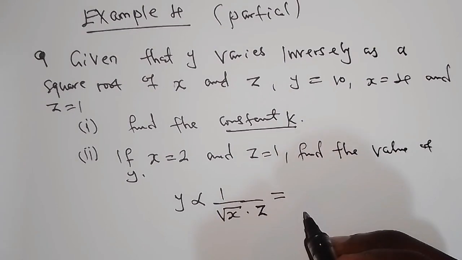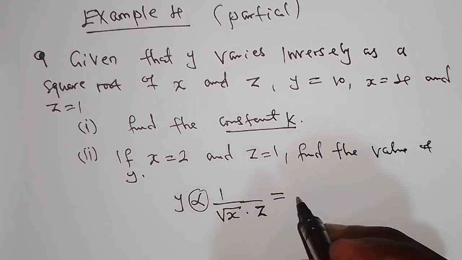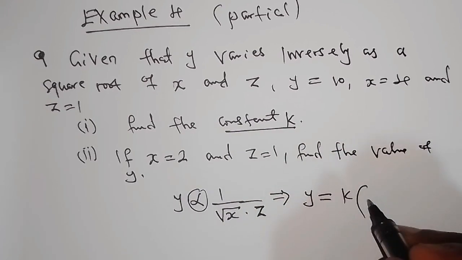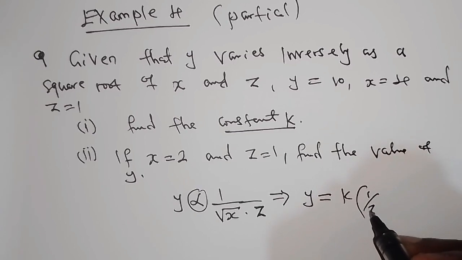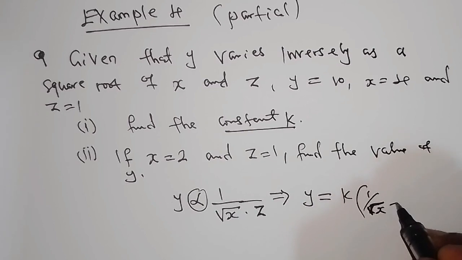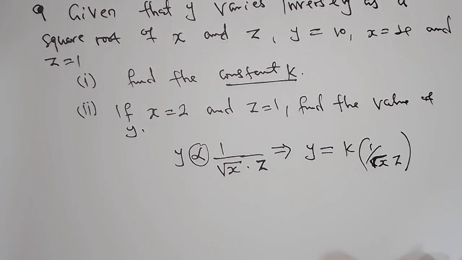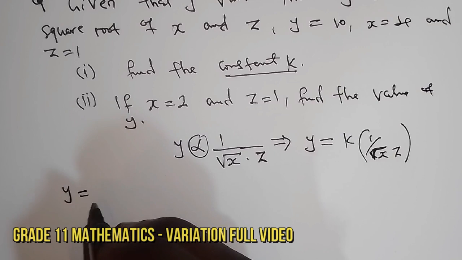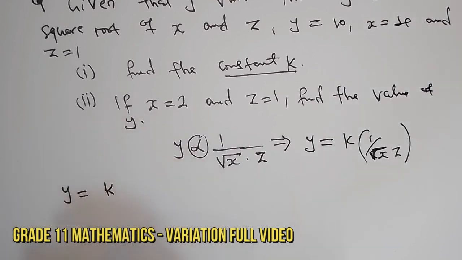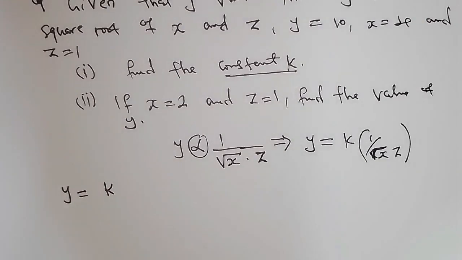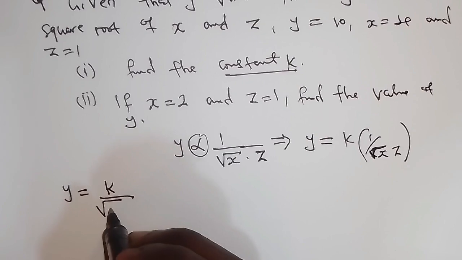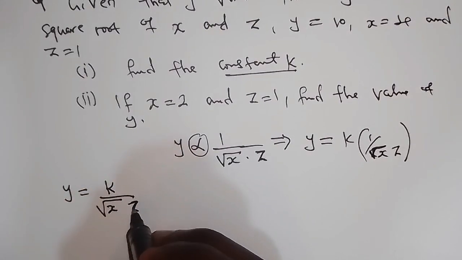So this is now after you remove this symbol. You say now y is equal to k, open bracket, 1 over the square root of x times z. And now this is going to be y equals k over root of x and this z.